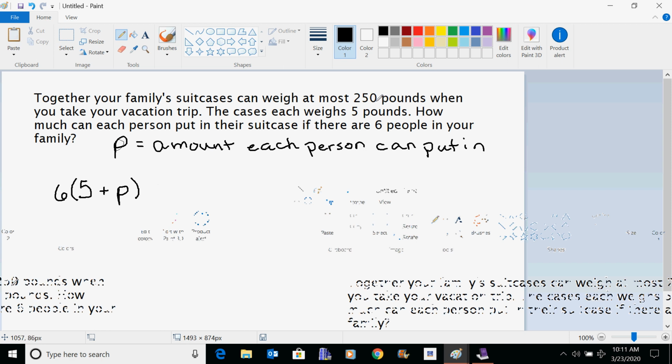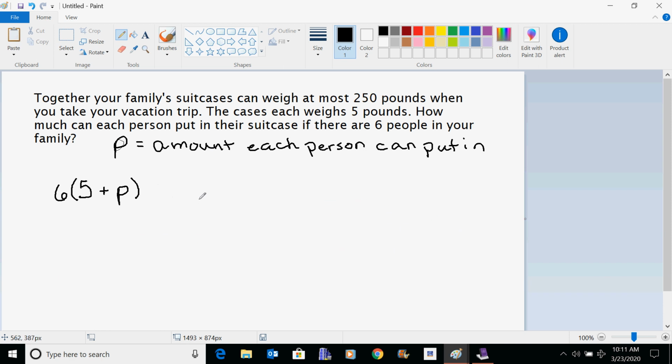And it says at most 250 pounds. More than 250 pounds with all of the people in there also could overwhelm your car. So you've got 250 pounds at most. So that means, all right, I can't go over that amount. So I must be smaller than, but I could do 250 pounds. So less than or equal to. I chose P because P for me is making me think of the number of pounds of stuff that I could put in a suitcase if I was on this family trip.